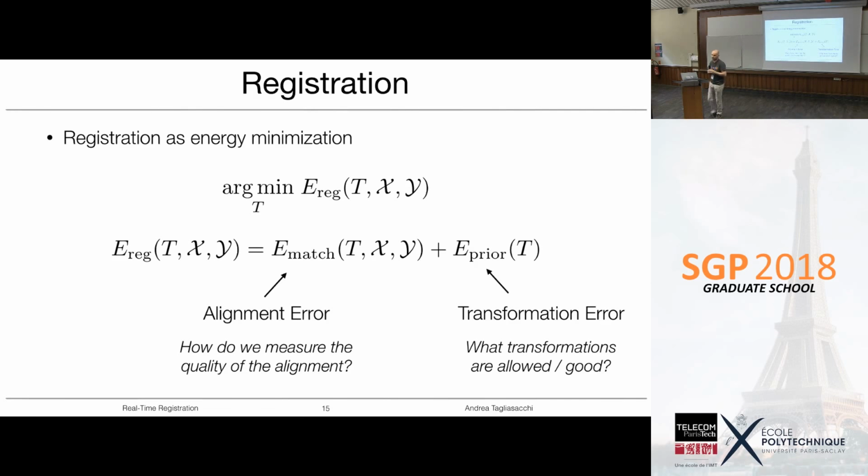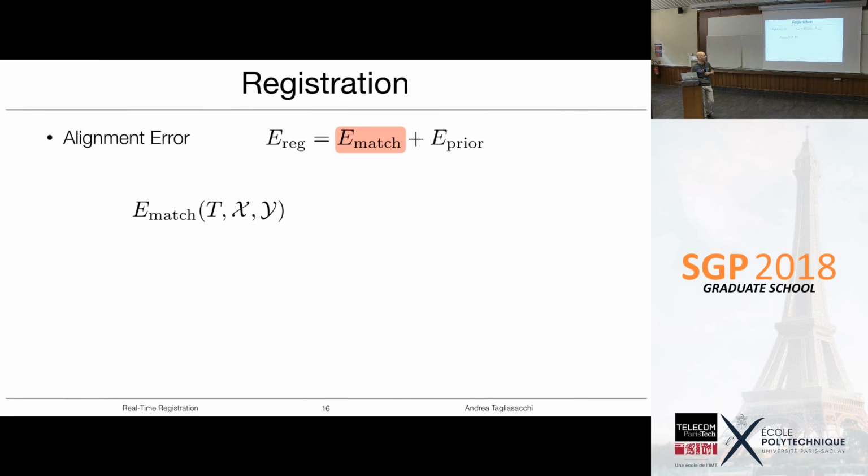Although you have no idea of measuring. As you can see, it doesn't depend on either X or Y. It only depends on T, right? So you're only specifying what is allowed to happen. So let's take a look a little bit at the matching energy first.